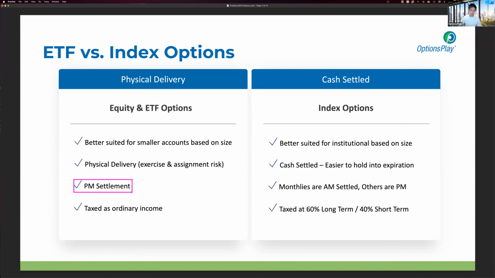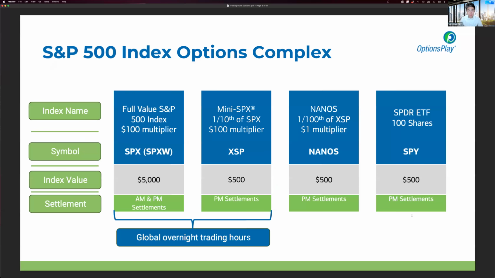And then the last thing is taxes. If you're trading in a taxable account, ETF and stock options are taxed at ordinary income. Index options have a preferential tax treatment, 60% long-term capital gains, 40% short-term, which means that your highest effective tax rate is lower when you're trading index options versus trading ETF or stock options. So something to be considerate of when thinking about which of these products you might want to trade 0 days to expiration with.